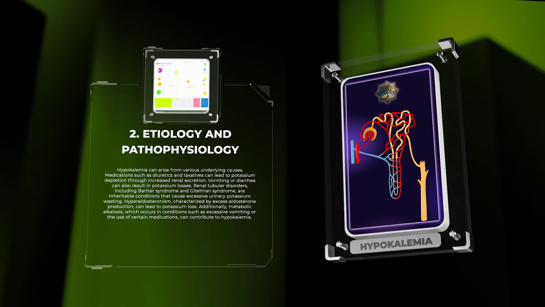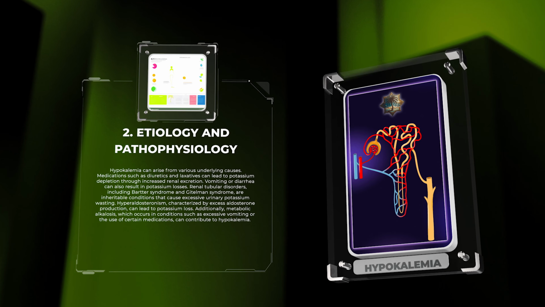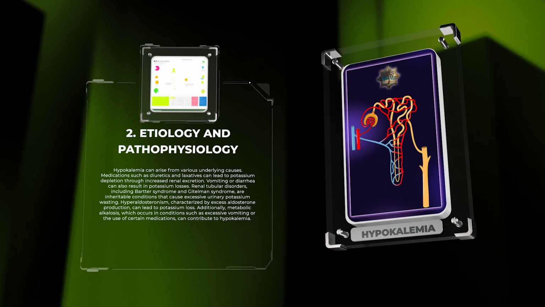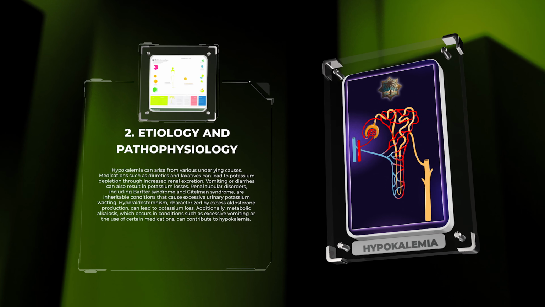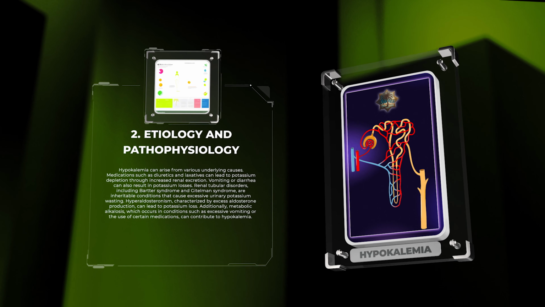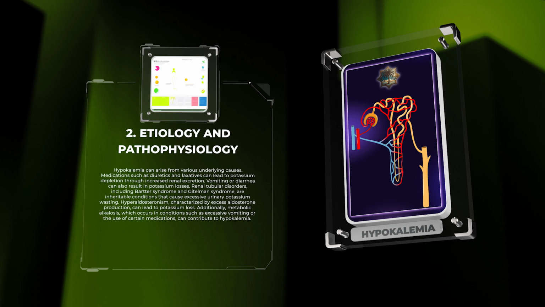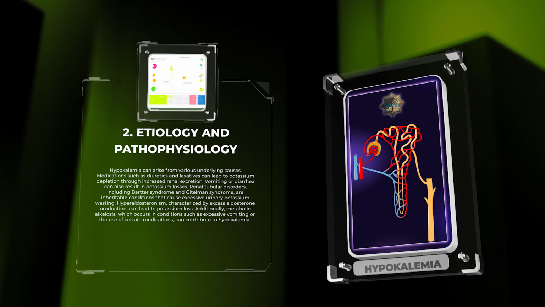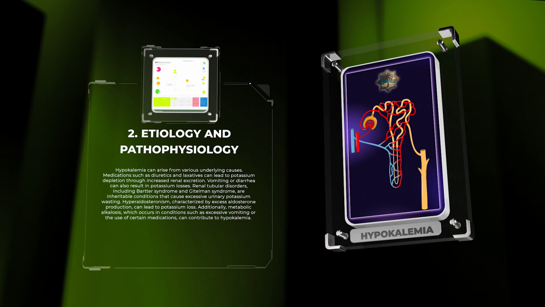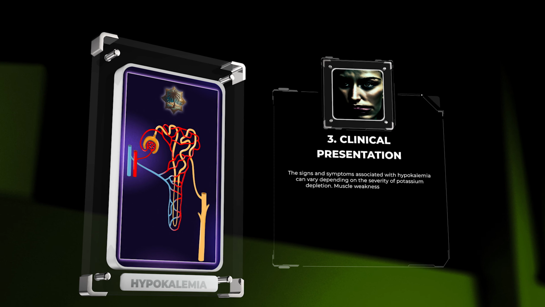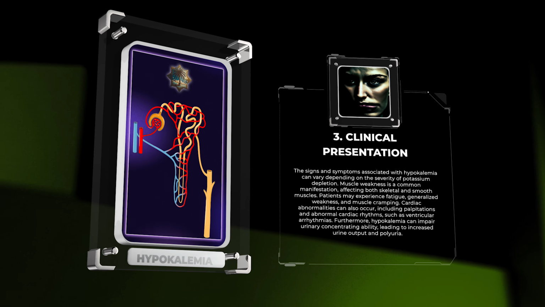Renal tubular disorders, including Bartter syndrome and Gittelman syndrome, are inheritable conditions that cause excessive urinary potassium wasting. Hyperaldosteronism, characterized by excess aldosterone production, can lead to potassium loss. Additionally, metabolic alkalosis, which occurs in conditions such as excessive vomiting or the use of certain medications, can contribute to hypokalemia. The signs and symptoms associated with hypokalemia can vary depending on the severity of potassium depletion.